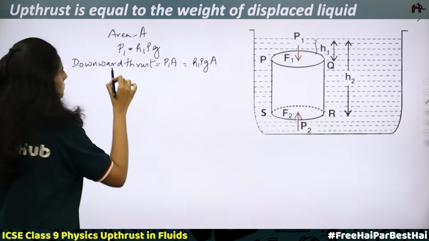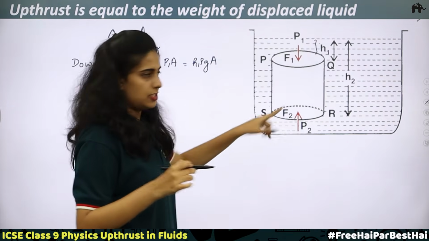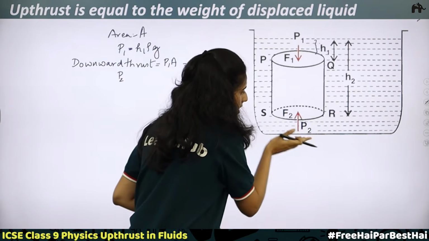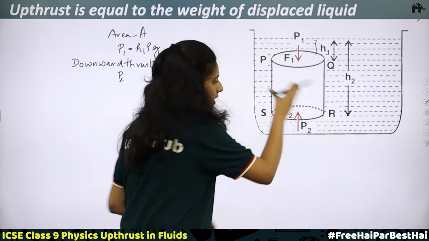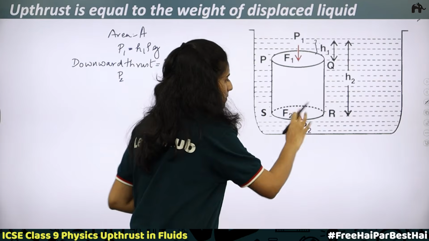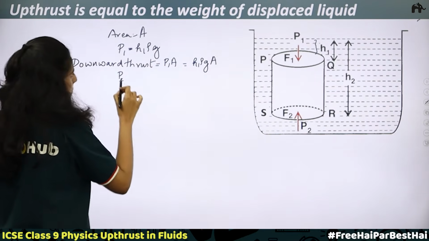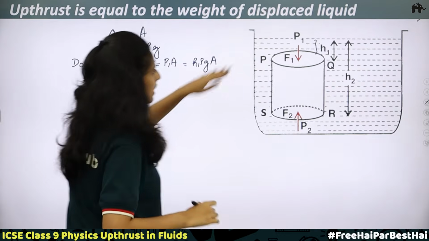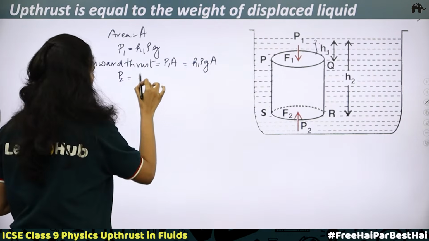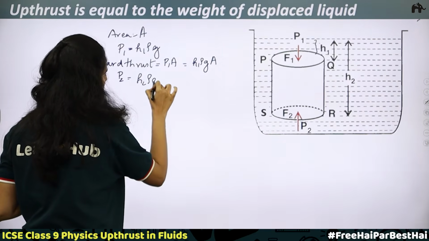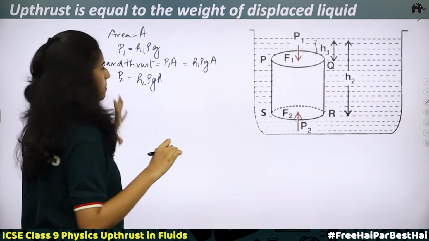Okay, now what about the pressure? That is the upward pressure. So here you can see P2 is exerted on the lower surface, in the upward direction. What will be this pressure? It is acting on an area A. So P2 will be equal to, its distance from the free surface is H2, so H2 rho G. Okay, this is what P2 is.